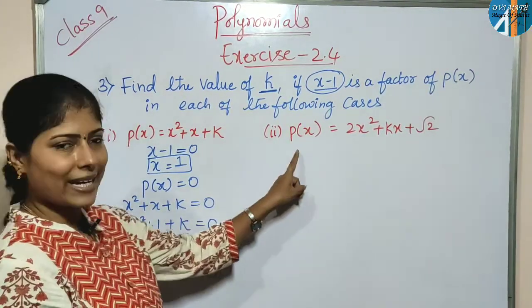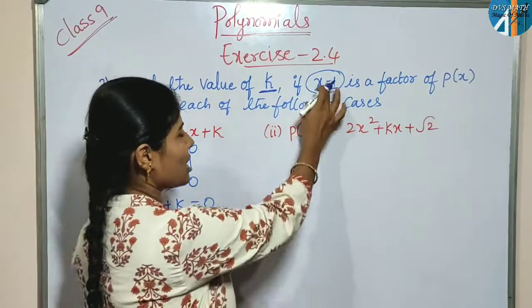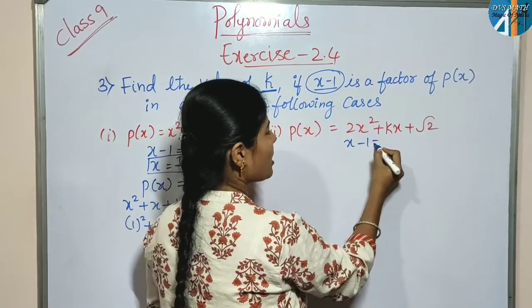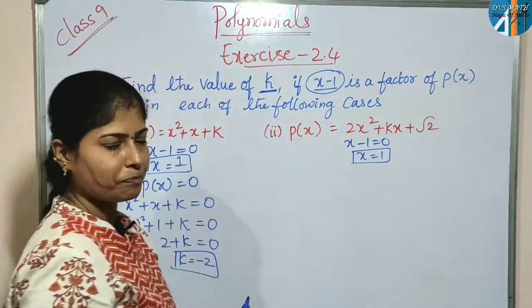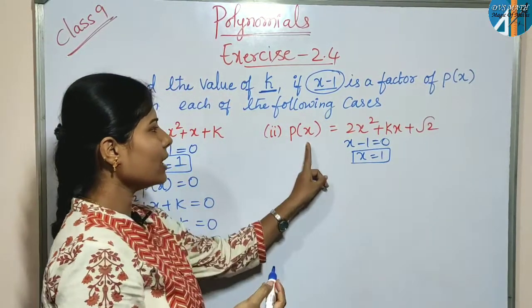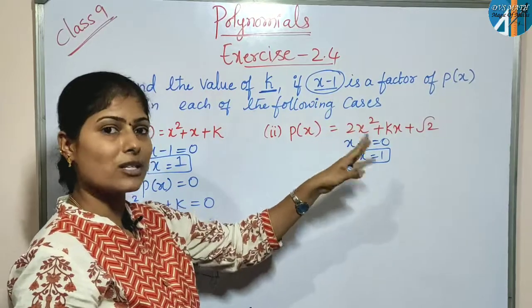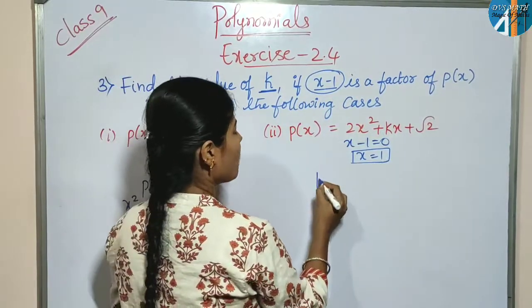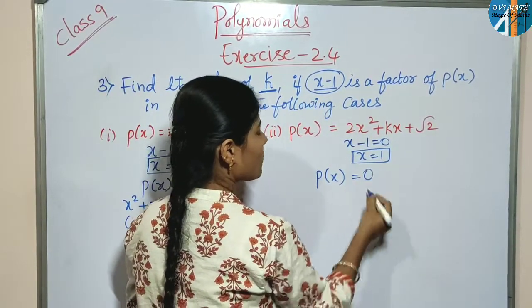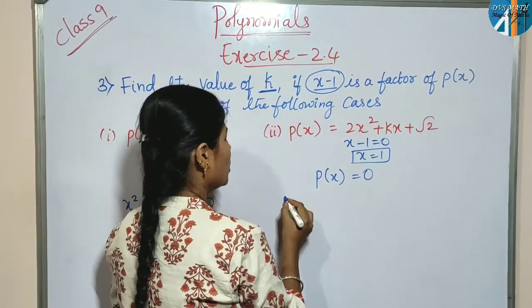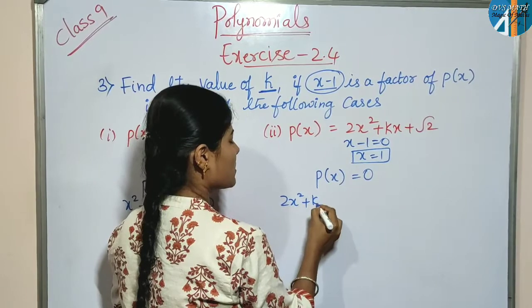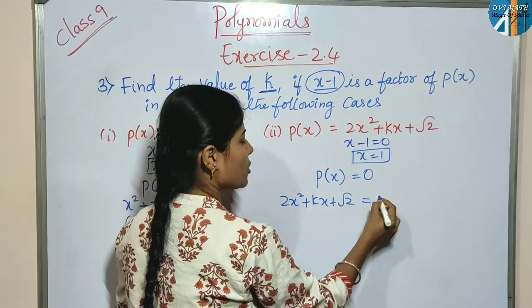So let's move on to the second sub question. Here also the same value we have to consider. x minus 1 is equal to 0, x is equal to 1. We got x value as 1. Now what we have to take? They're saying if x minus 1 is a factor, so if that is a factor, what we can write? p of x is equal to 0. Now substitute p of x: 2x square plus kx plus root 2 is equal to 0.